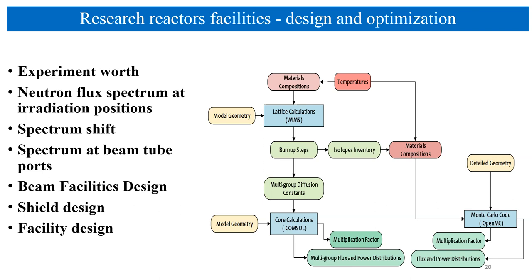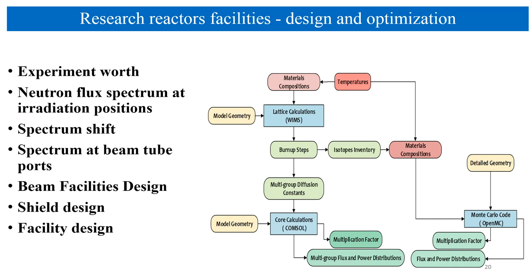Also, we have to calculate the neutron flux spectrum. The word spectrum here means I want to produce a certain radioisotope or use certain facilities that need epithermal neutrons more than thermal neutrons, or need fast neutrons. So I have to do this calculation to calculate the neutron spectrum at certain positions inside the reactor. And also how to cause a spectrum shift, how to use some other techniques to make a spectrum shift, like increasing the thermal neutrons.